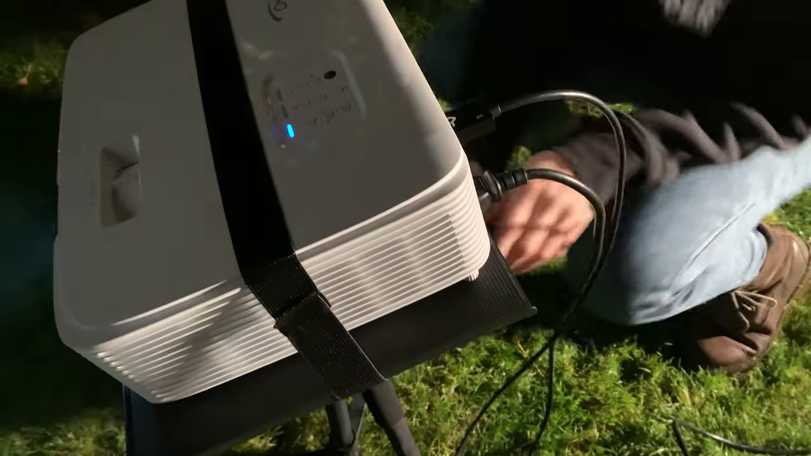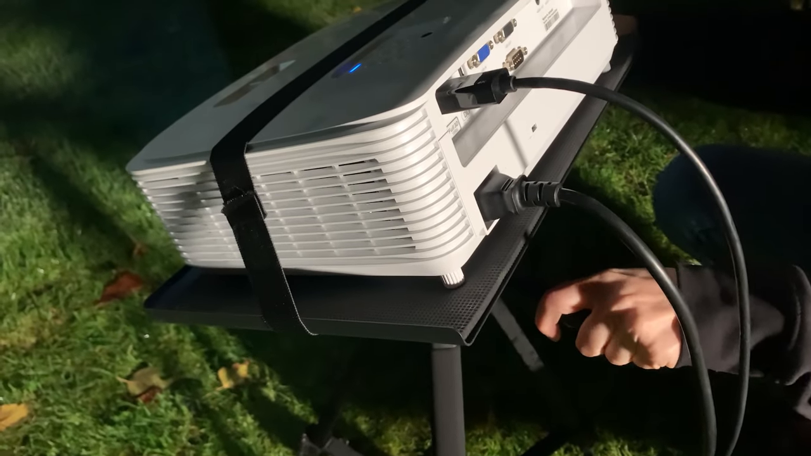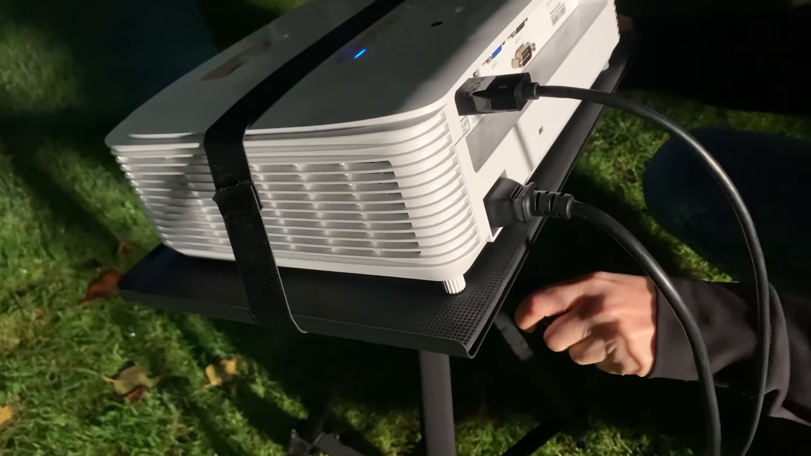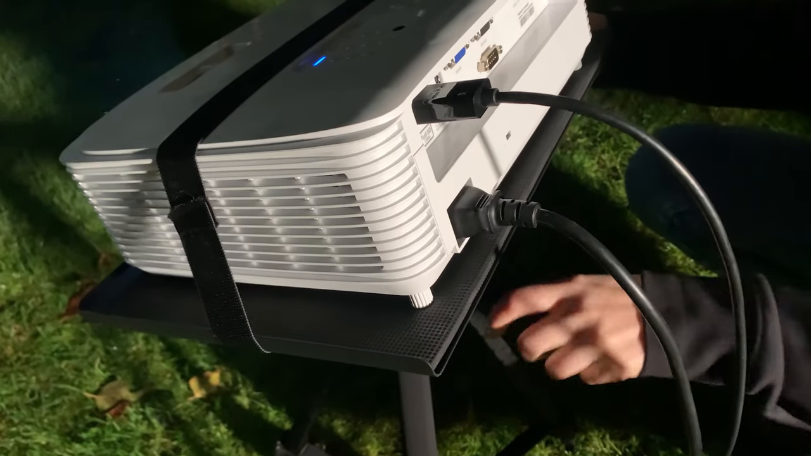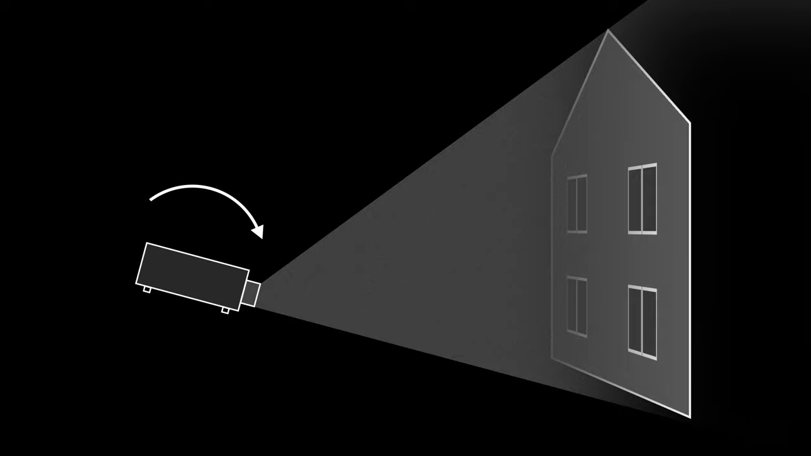Notice how I've had to tilt my projector down. This is very common, and it's because many projector lenses are shifted so that they produce an image that is offset from the unit. Therefore, you need to tilt them to compensate for this.